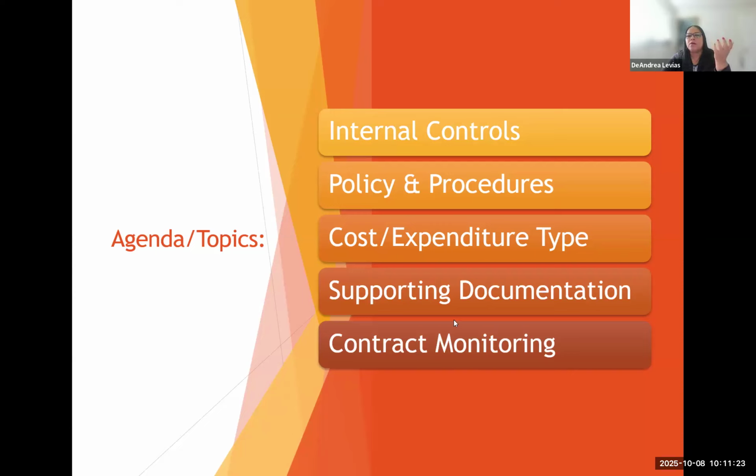We're going to talk about different cost and expenditure types, things that are allowed in different contracts, and then how to record and make sure you have adequate documentation for whatever expenditures you're trying to get reimbursed from the city. And then we're going to talk about contract monitoring.